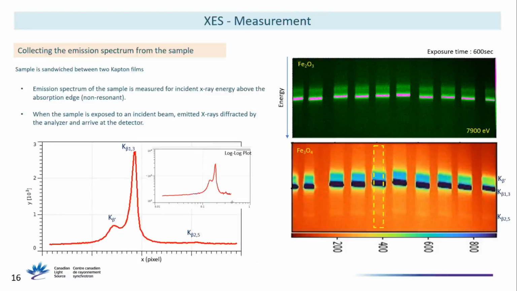Next. As you can see in this plot, the x-axis is still not the energy scale; it's pixel size. So we need to do a calibration to assign each pixel of the detector an energy value, so that we can get the spectra with energy on the x-axis.